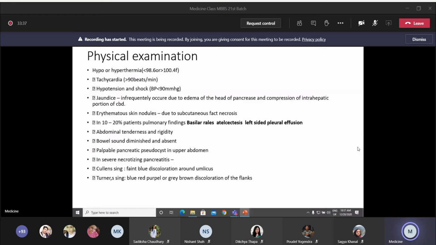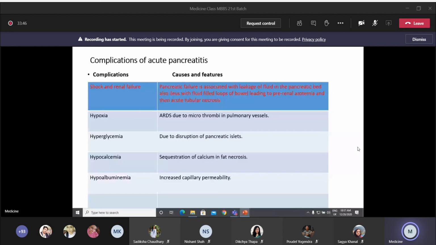Pancreatic pseudocyst in the upper abdomen is not an early feature. This is a late feature. In necrotizing pancreatitis, there might be Cullen sign and Grey Turner sign. Okay, so the complications are local complications and systemic complications.